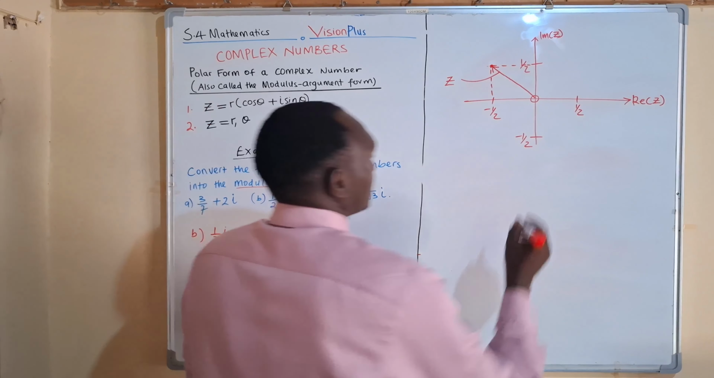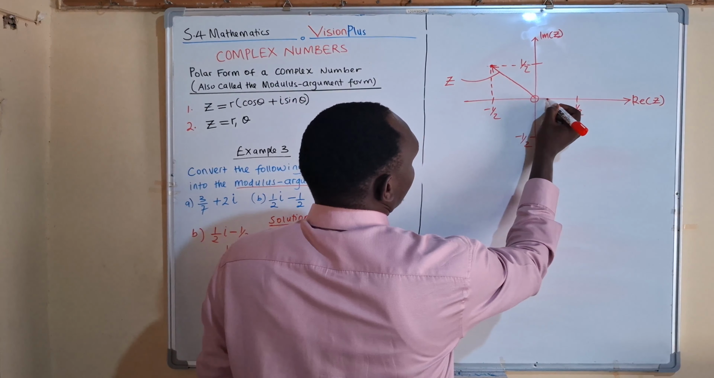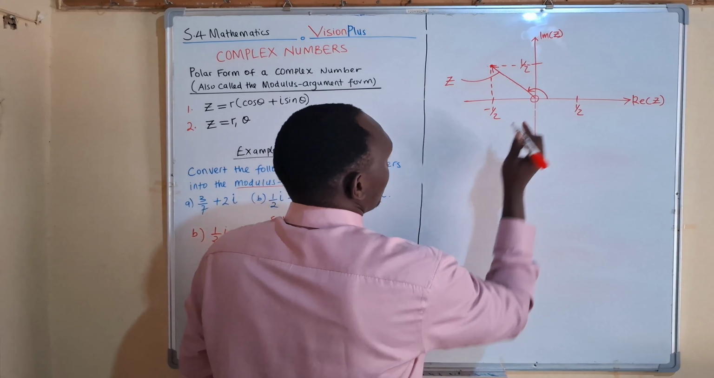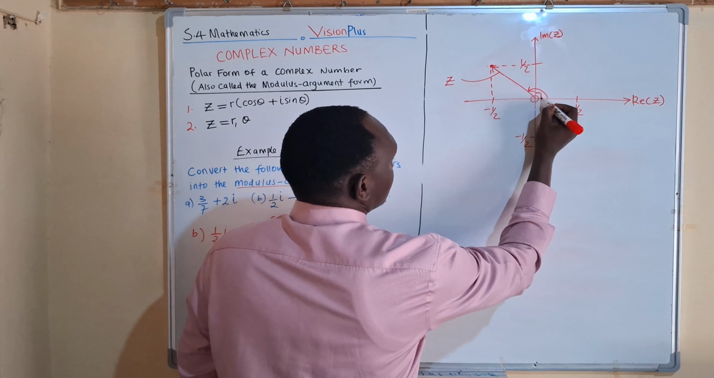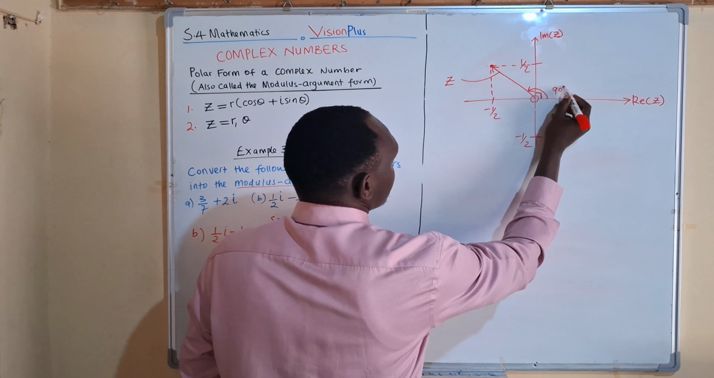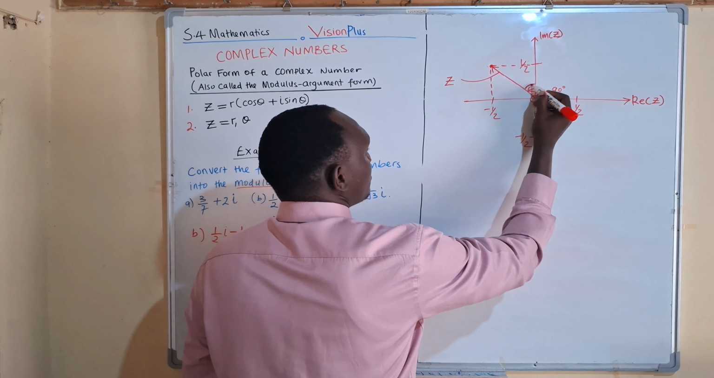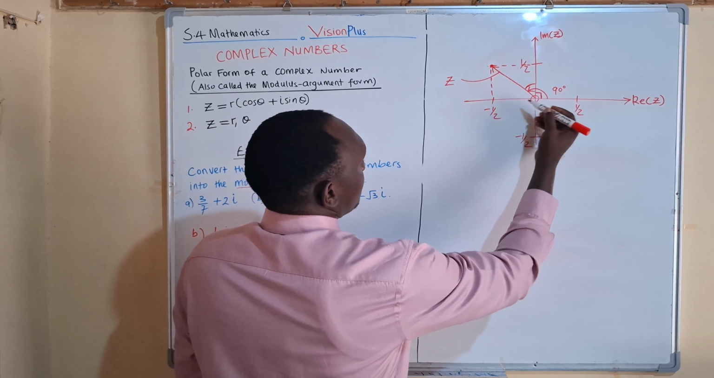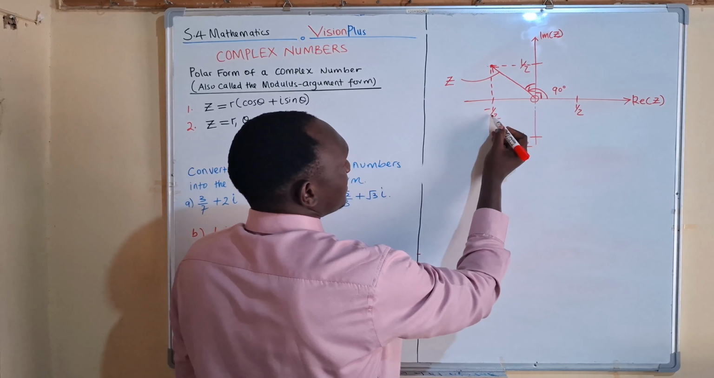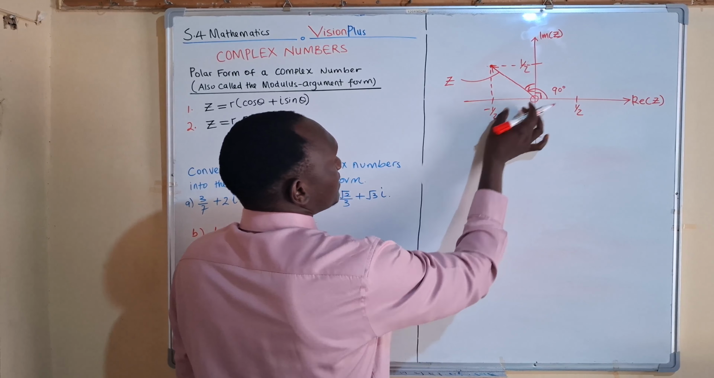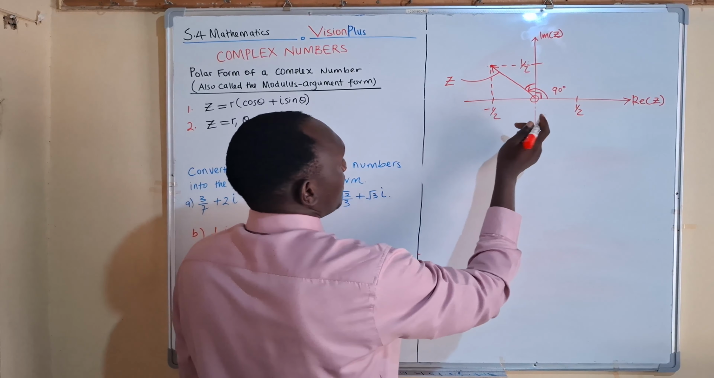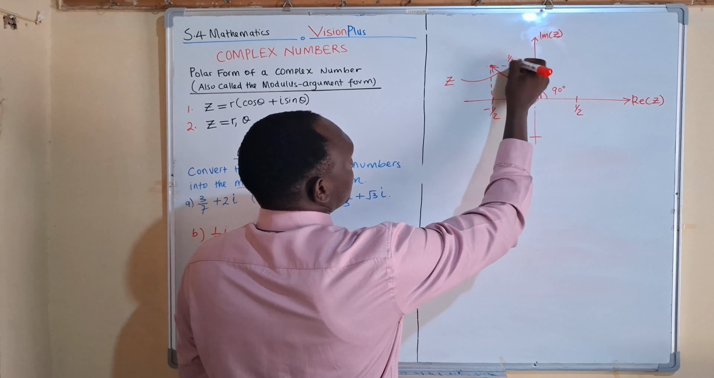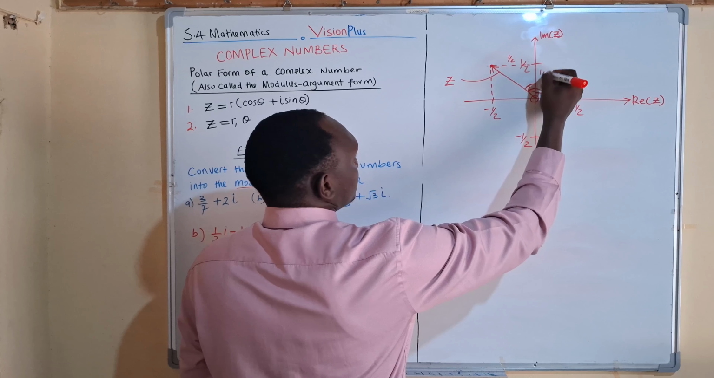Now, where is the argument? The argument is the angle from the positive real axis up to where the complex number is. What do we see here already? We know that this angle is a right angle. So this one gives us here 90 degrees. So we are left with finding this small angle so that we add it to 90 and it gives us the argument. Now, from here up to here is negative half. That means here we have half units. That means from here up to here is the same as from here up to here. So this side is half. Then from here up here is also a half.